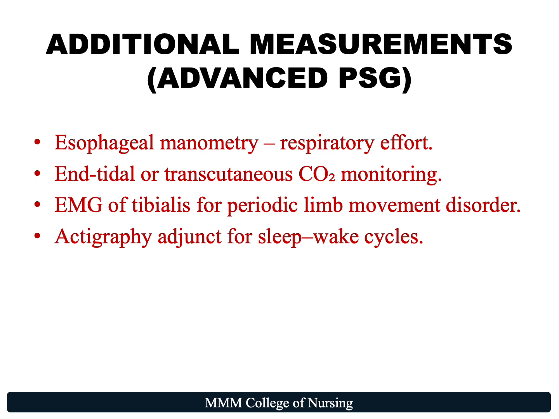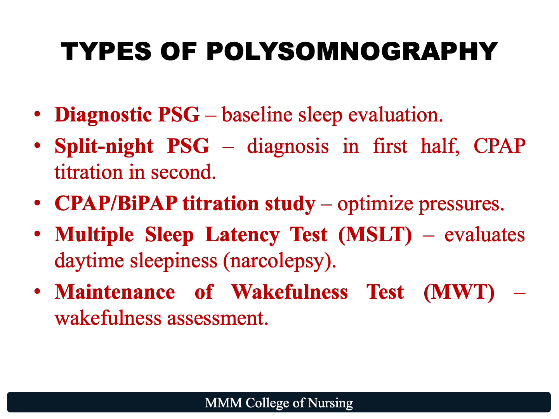Electromyography of tibialis can be done for periodic limb movement disorder. Next is actigraphy, an adjunct for sleep-wake cycles. This is a wrist-worn movement tracker providing long-term naturalistic sleep data at home, estimating sleep-wake cycles from limb movement, while polysomnography is a gold standard lab-based test.